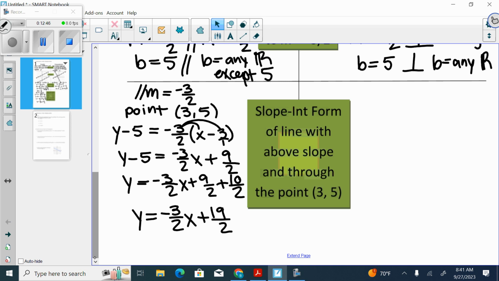Now that's not to say that if you did have to go graph this, you may not know what 19/2 would be as a y-intercept. You could divide it by 2, turn it into a decimal, and then you'd know exactly where to put it on that y-axis. Okay.